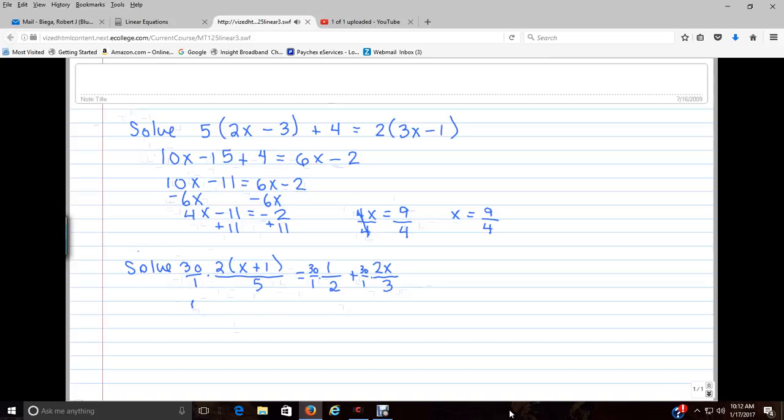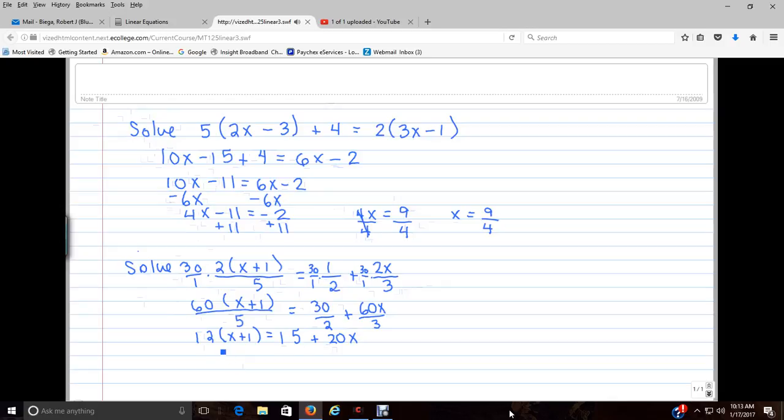Now on the left, I get 60 times x plus 1, and on the bottom, 1 times 5 is 5. On the right, I get 30 over 2 and 60x over 3. Now notice every single one of these fractions we can now reduce. The 60 over the 5 reduces to 12. And I still have my x plus 1 in parentheses. The 30 over 2 reduces to 15. And the 60 over 3 reduces to 20x.